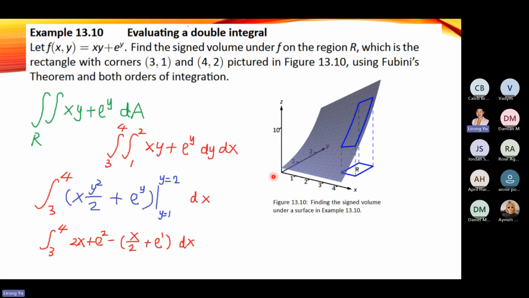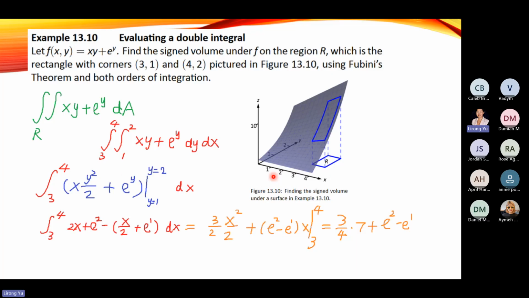If you integrate 2x, you have x squared. But what I did is 2x minus x over 2 is 3 over 2 x. 3 over 2 x integrated is 3 over 2 times x squared over 2. e to the power 2 minus e to the power 1 integrated is e to the power 2 minus e to the power 1 times x. And we're going to plug in x equal to 4 and x equal to 3. That's our final answer. So this is the entire calculation written out.